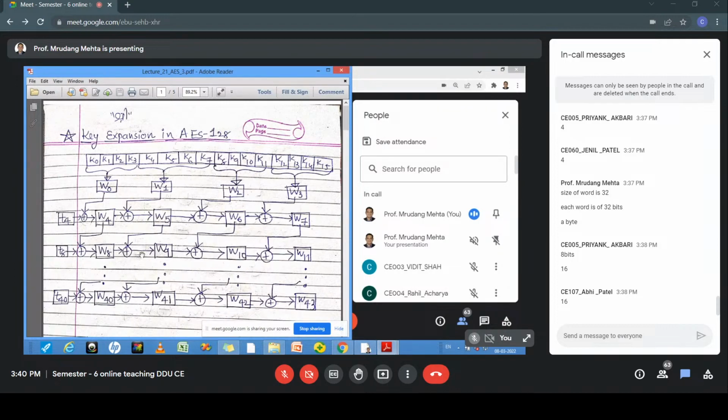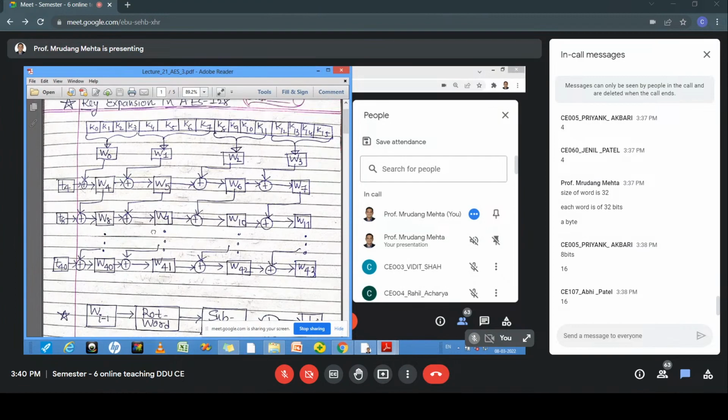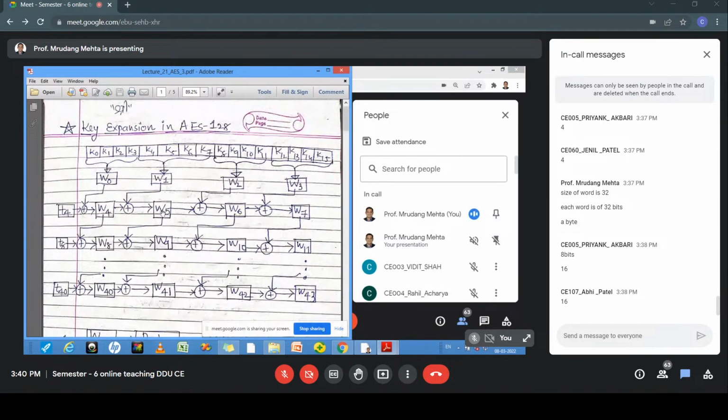So in this process, if you look at this, W5. How do we get W5? W1 XOR W4. Then we get W5. W1 is 32 bit. W4 is also 32 bit. So if we do XOR of these two, we get W5. Is this clear? Is it understood?